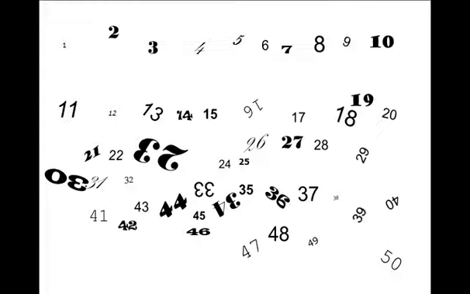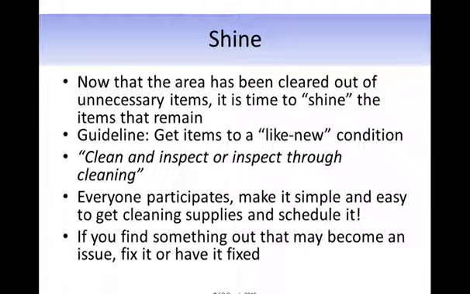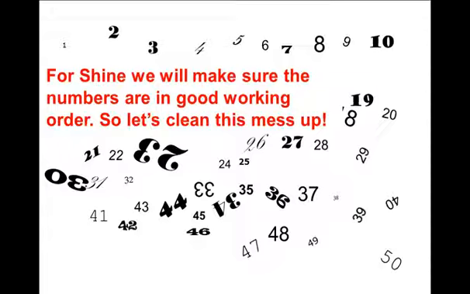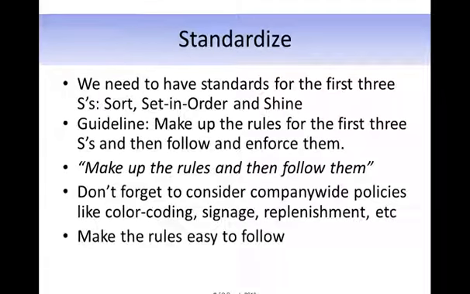So obviously this time it's much easier. There still might be a few areas that can be improved, which any continuous improvement or Kaizen would be, but it is much better. And so we'll do our report out, ask them what the highest numbers are that they found, put it on their overall score sheet, and what was it like this time, and what were the benefits of the sort and set in order. Now I'll talk a little bit about the third S, Shine, which means to clean and inspect, or inspect through cleaning. So let's get the numbers in good working order, clean this mess up. So what we did is we got things a lot more organized now. They're in good working order.